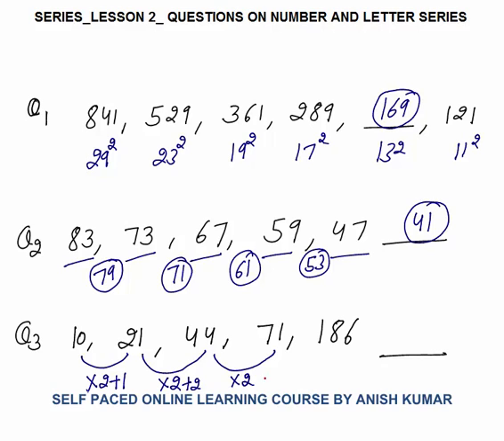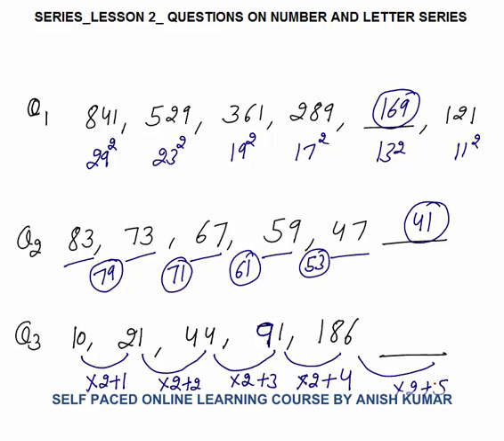88. This is not 71, this is 91, sorry. This is 91. So 44 into 2, 88 plus 3. This is 91 into 2. 91 into 2 is how much? 182 plus 4. What's the pattern? Multiply by 2 and add 1, 2, 3, 4. This is the pattern. So next term would be into 2 plus 5.